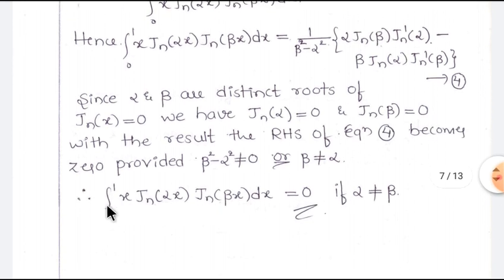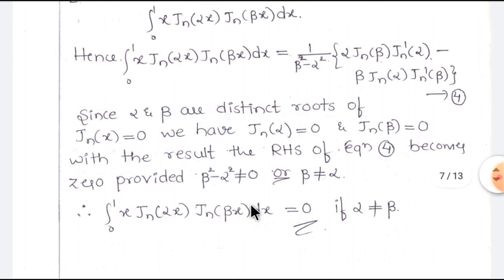So the integral from 0 to 1 of x into Jn of alpha x into Jn of beta x into dx, from equation 4, the RHS value becomes 0 if alpha is not equal to beta. Hence it is true.